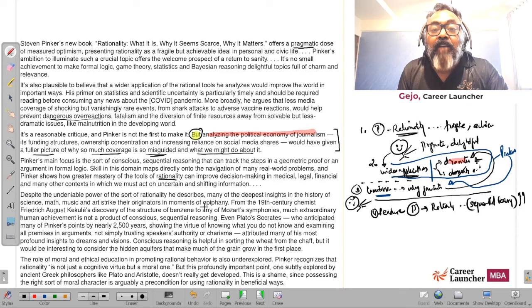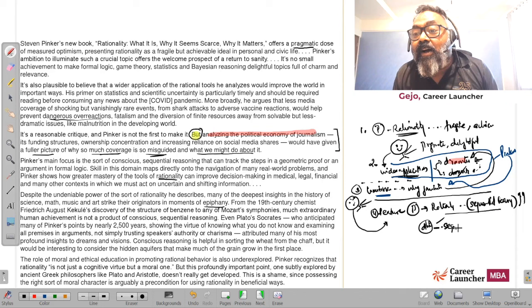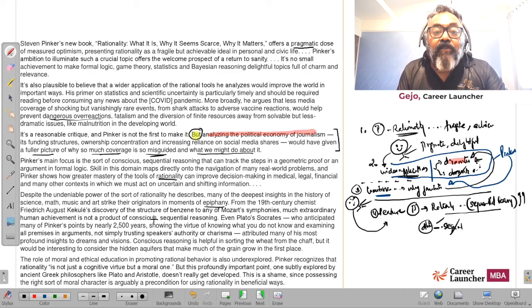So now the author is getting back and giving the author's view on sequential reasoning. The author is saying that while this is fine, there are other types as well, which is non-sequential reasoning. So there are other kinds of discoveries that have happened which are not based on sequential reasoning. From the 19th century chemist Friedrich August Kekulé's discovery of the structure of benzene to any of Mozart's symphonies, much extraordinary human achievement is not a product of conscious sequential reasoning.